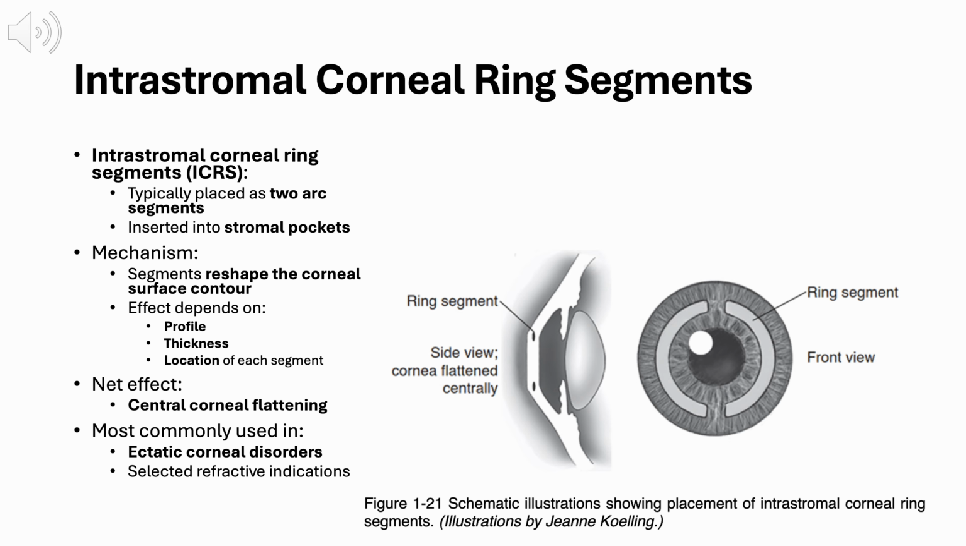The net effect is central corneal flattening, which can reduce irregular astigmatism and improve corneal symmetry. Clinically, ICRS are most commonly used in ectatic corneal disorders, such as keratoconus, and in select refractive situations where tissue subtraction is not ideal.